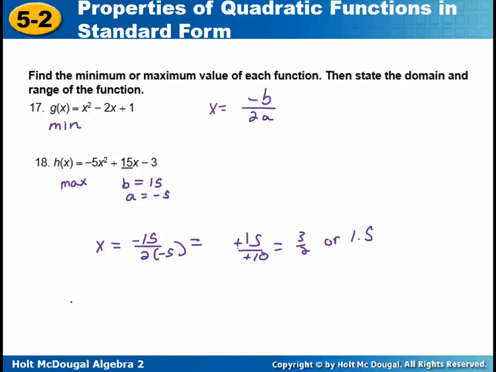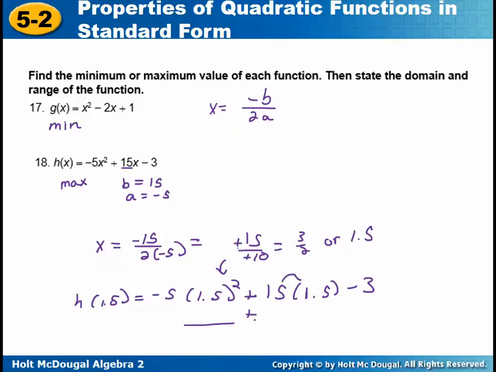Now to find the y-coordinate, remember you have to plug that point back into your function: negative 5 times 1.5 squared plus 15 times 1.5 minus 3. Remember, when you square this, the answer is not 3. It's 1.5 times 1.5. Then multiply that by negative 5. Then multiply these together and then add the numbers together. So don't forget to do your order of operations correctly. You have to square and then multiply that by negative 5. Then multiply these and then carry on.